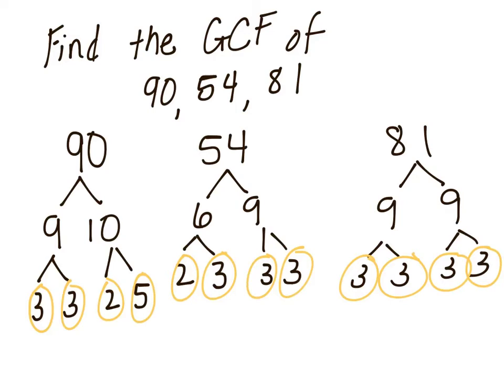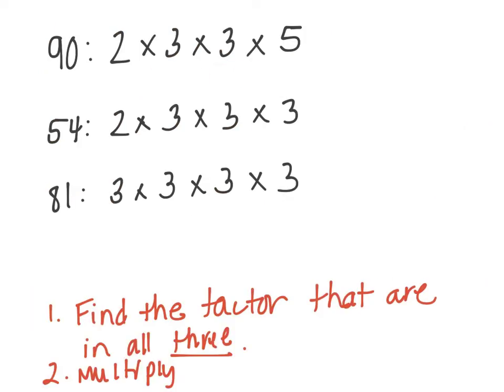Now that we know how to find the prime factorization of a number, let's try to find the greatest common factor using prime factorization. So this example is asking for the GCF of 90, 54, and 81. As you can see here, we did the prime factorization for each of the numbers, and on the bottom I have circled all of the prime numbers. So the prime factorization for 90 would be 3 times 3 times 2 times 5. For 54, 2 times 3 times 3 times 3. And 81, 3 times 3 times 3 times 3. And this is how it would look written out.